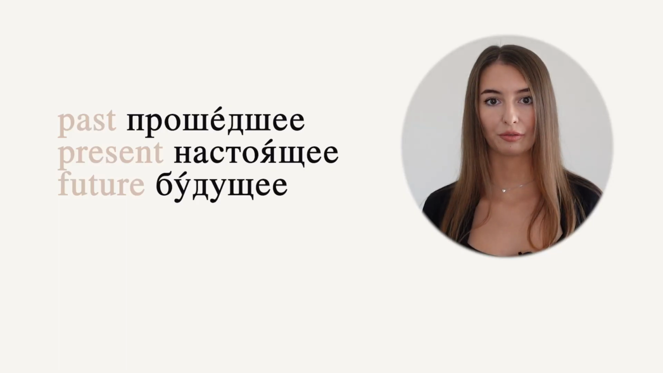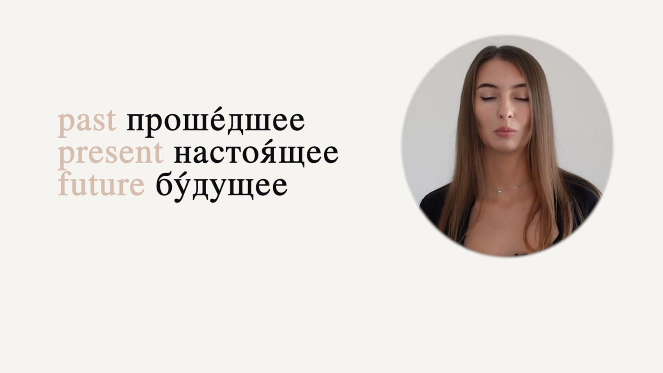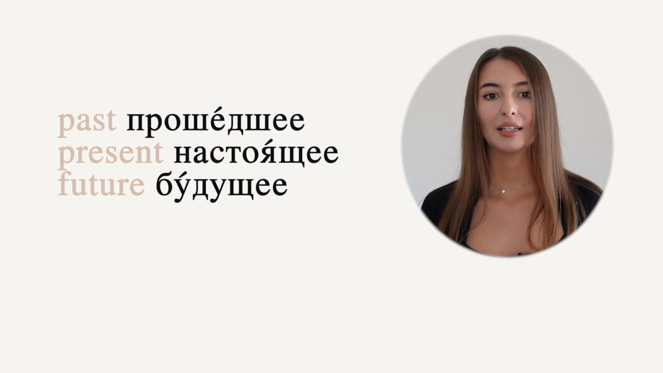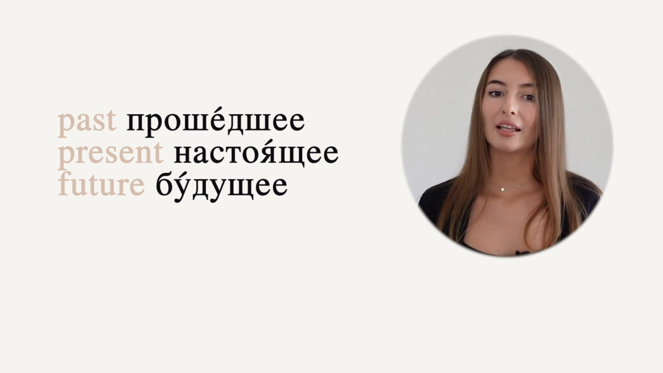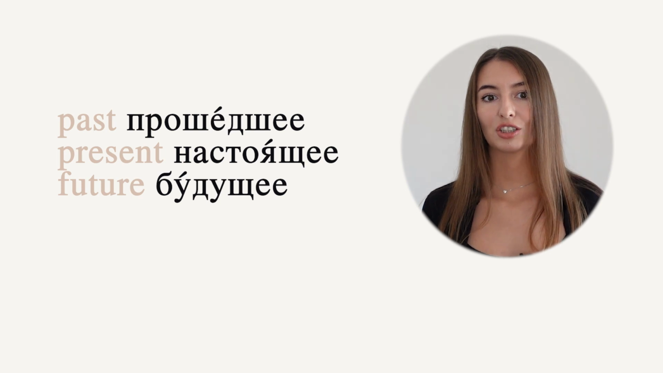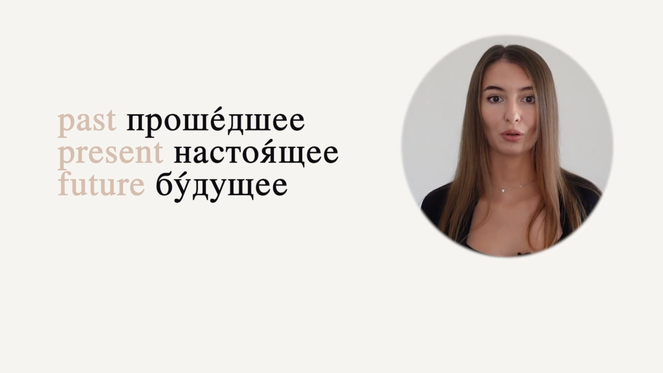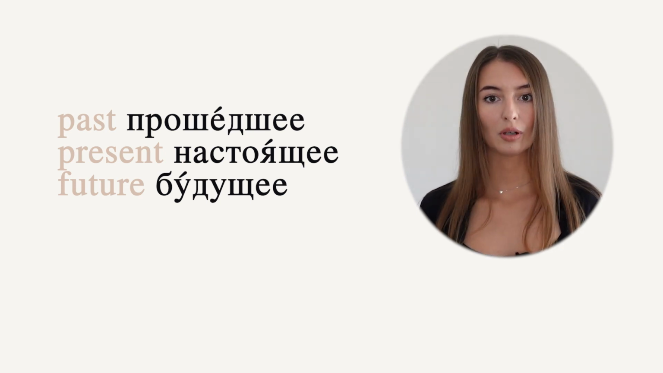In Russian we have three tenses: past, прошедшее, present, настоящее, and future, будущее. But it doesn't mean that in English, for example, there are more opportunities to be more precise, to say that the action is complete or not, or to show that the action is in progress. Because for all of this in Russian, we have two aspects of the same verb.